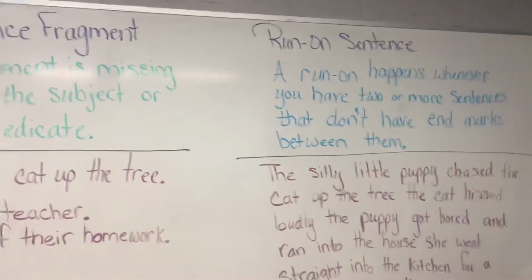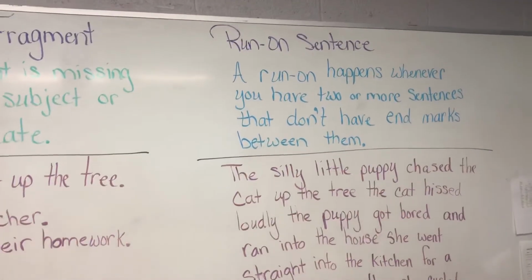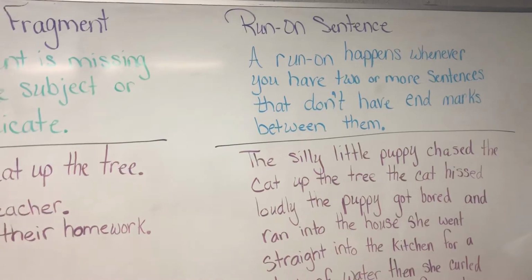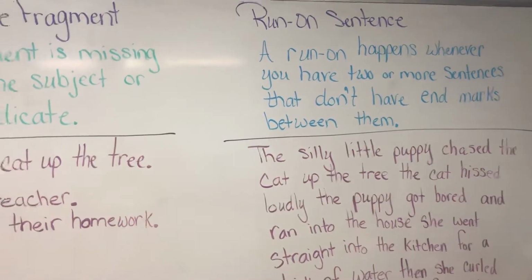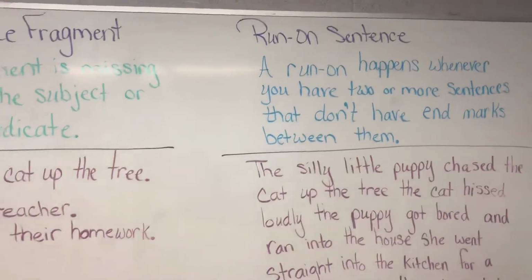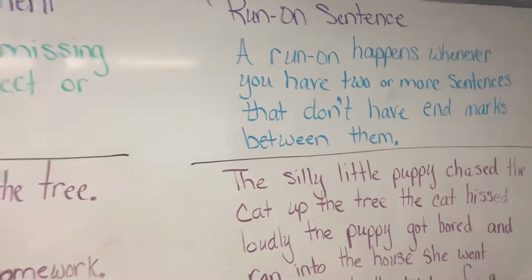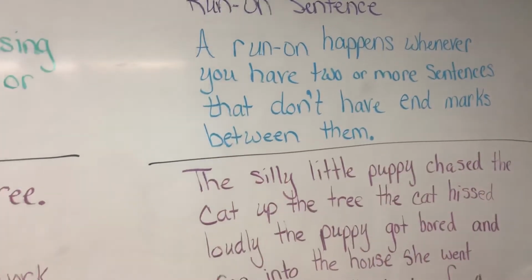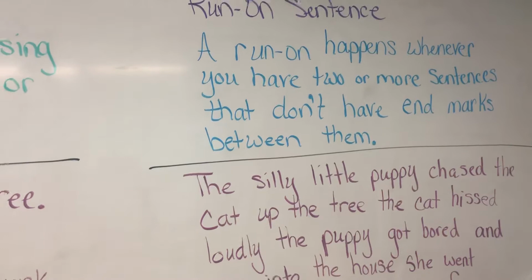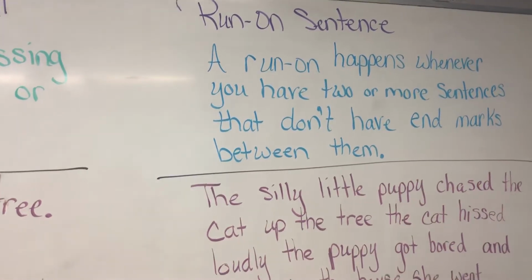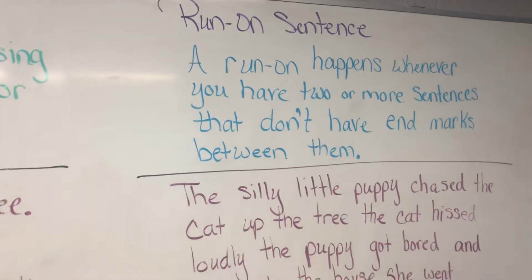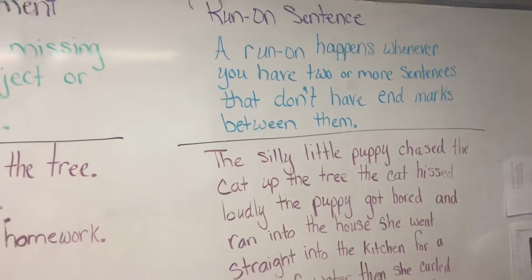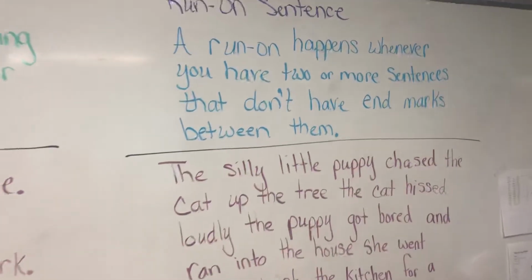The one that still gets us are run-on sentences. And don't worry, it's not just fourth graders. Fifth grade still struggle with it too. A run-on sentence happens whenever you have two or more sentences that don't have end marks between them, so they just run into each other one after another. It's really difficult to understand what somebody's writing when they don't put proper end marks.